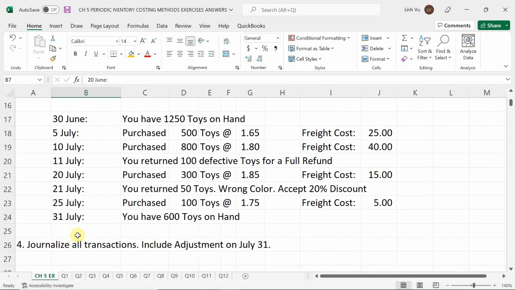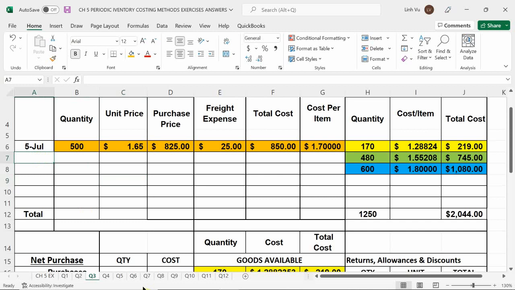So then July 10, we end up purchasing 800 toys at $1.80 with a freight of 40. In this case, no changes to that batch on July 5th, so we can go ahead and copy that into the inventory worksheet, or into my goods available. But on July 10, I end up purchasing 800 units at $1.80 with a freight of 40. So let's go ahead and do that.